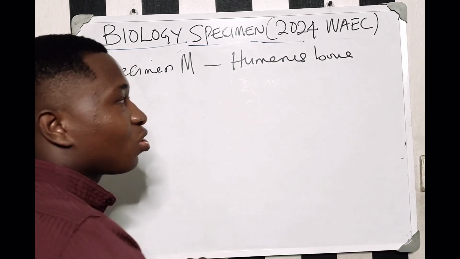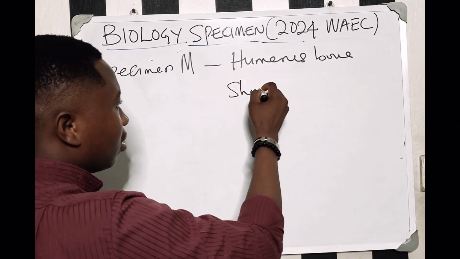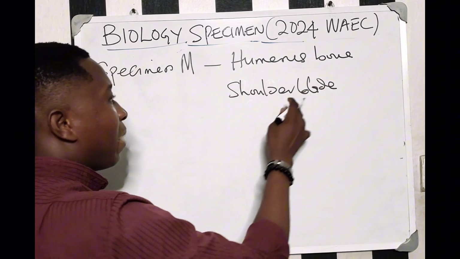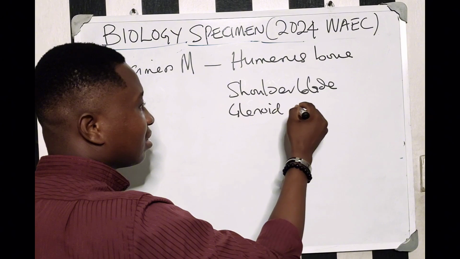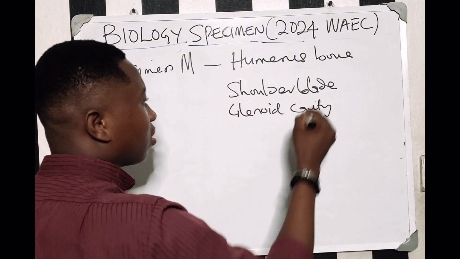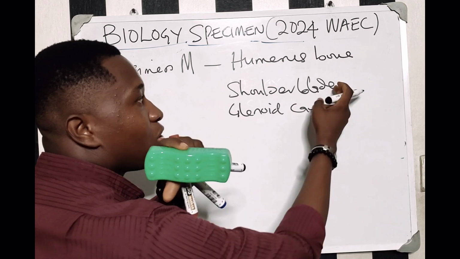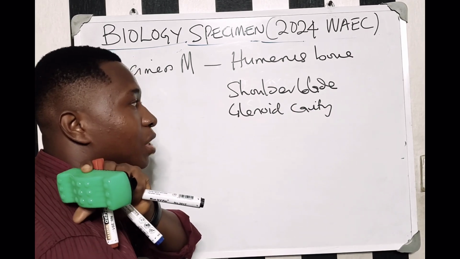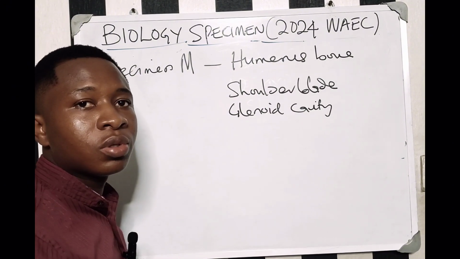Now the humerus is connected to this shoulder blade by the glenoid cavity, in case you are asked. Okay, so there's a cavity at the shoulder blade, or you can call it the scapula, that connects the humerus.